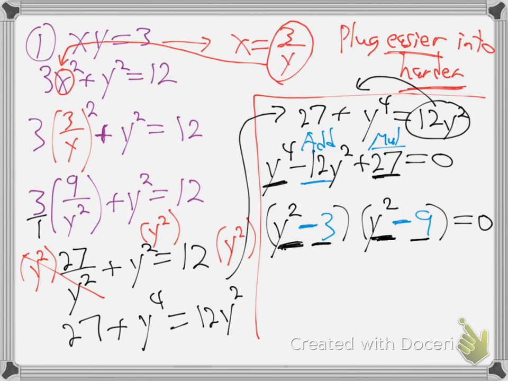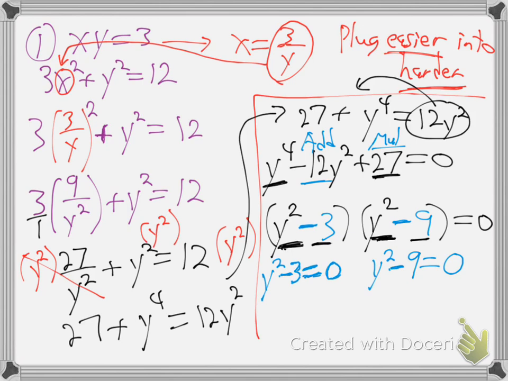Each one is equal to 0. Yeah, each one equals 0. Remember that? Because if 2 things are timesing to equal 0, either one could be 0, couldn't it? So the first one is 0, or the second one could be 0. And then how do you solve each of those?